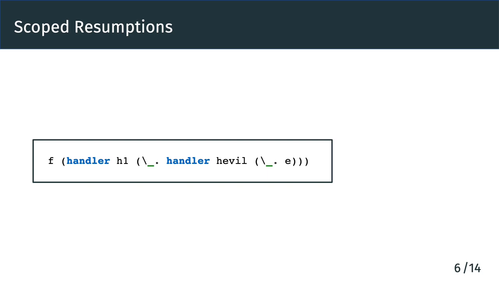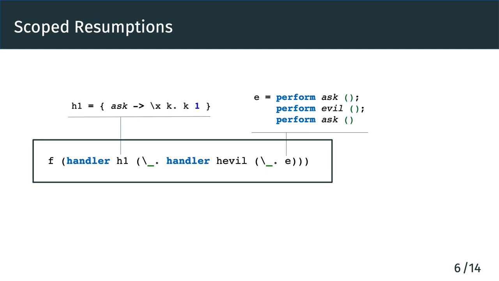To understand the restriction of scoped resumptions, let's consider this example. Here, we have two handlers, H1 and H-evil, that handle the expression E. The whole result is then given to F. The definition of E performs three operations: ask, evil, and ask. The handler H1 is a reader handler, which handles ask by always resuming with 1. A reasonable expectation now is that these two asks in E would both return 1.